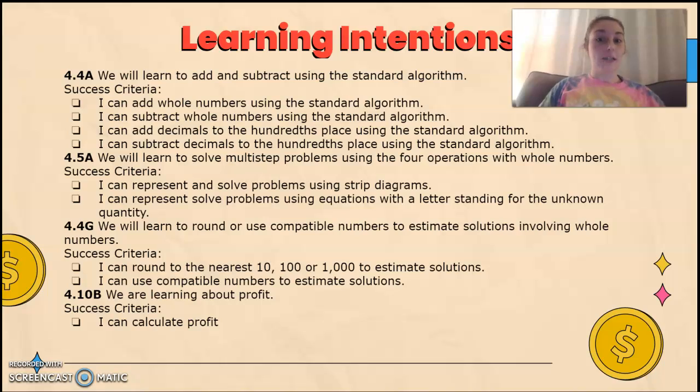So, we will learn to add and subtract using standard algorithm that includes whole numbers and decimals all the way to the hundredths place. We will be able to solve multi-step problems using the four operations: add, subtract, multiply, and divide. And we're really focusing on adding and subtracting right now. We will be able to round to compatible numbers and estimate solutions for whole numbers. And we will also be able to talk about profit and calculate profit.